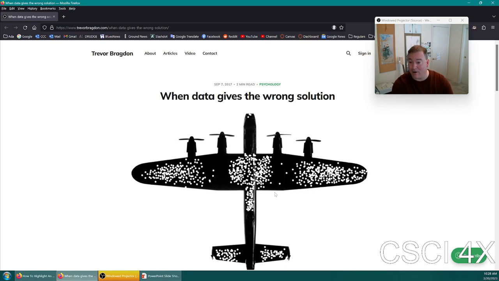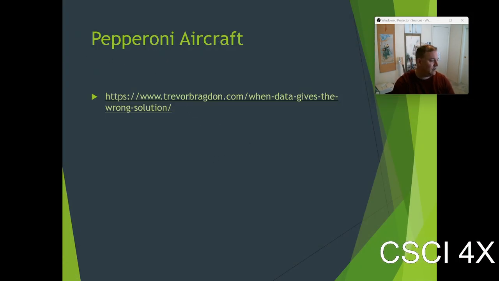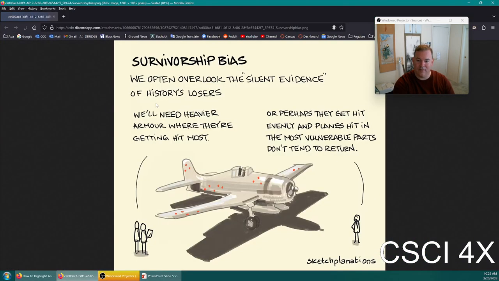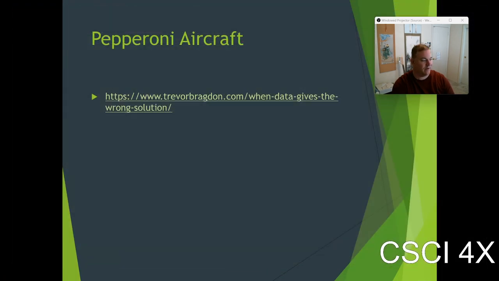And so we need to put armor on these spots on the plane, not on these. Because clearly you can get shot there a lot and not lose the entire plane. So, classic one. We need heavy armor where they're getting hit the most, or perhaps they get hit evenly and planes hit in the most vulnerable parts don't tend to survive. Yeah, exactly. That is survivorship bias.